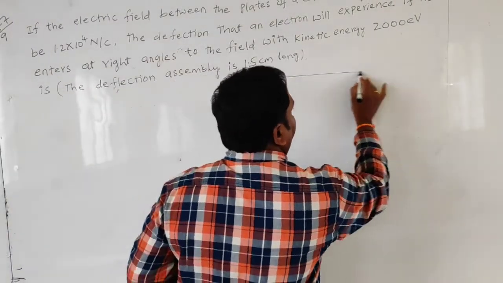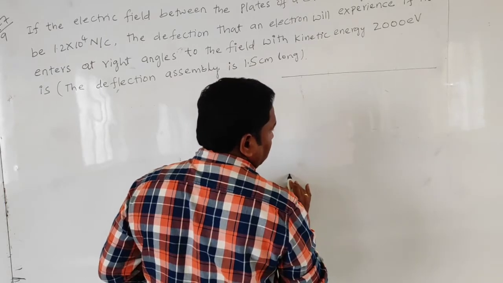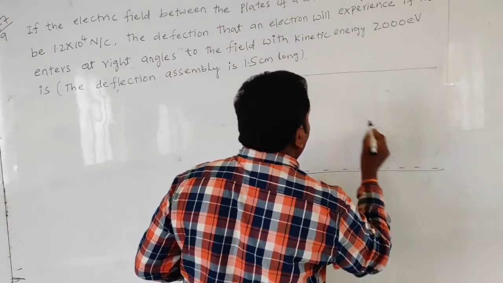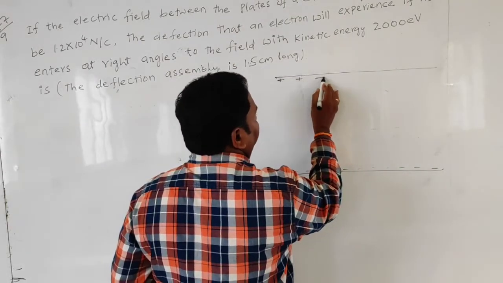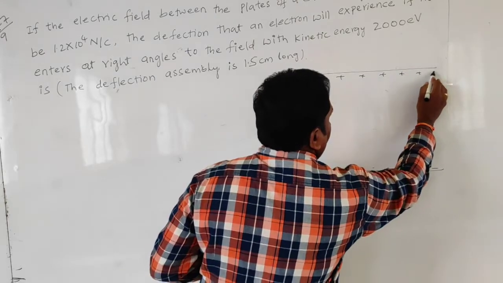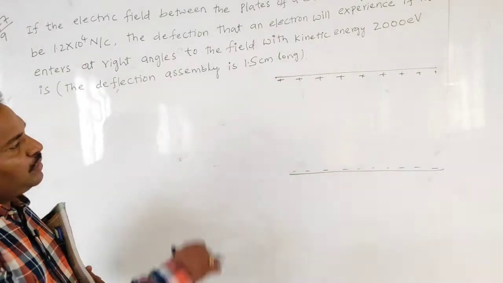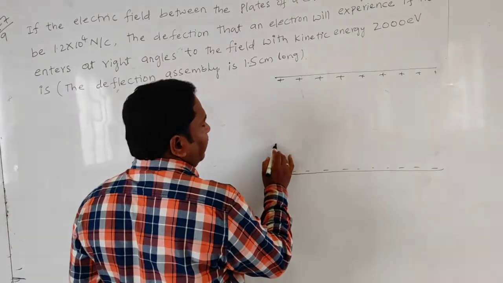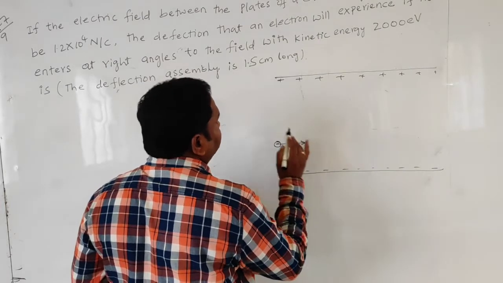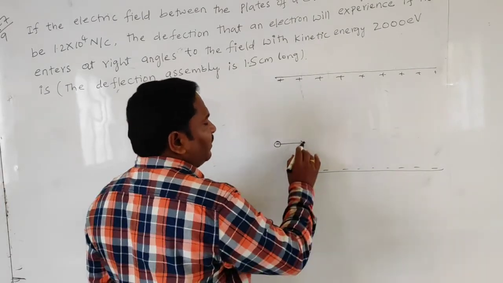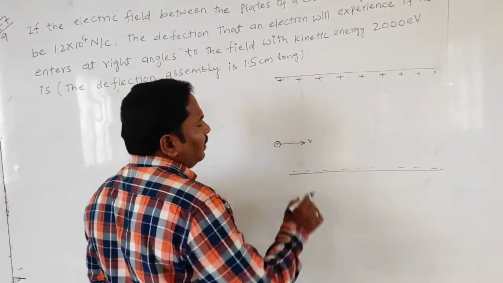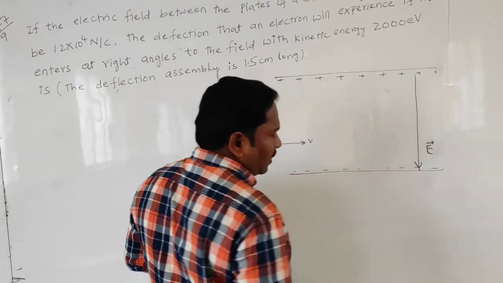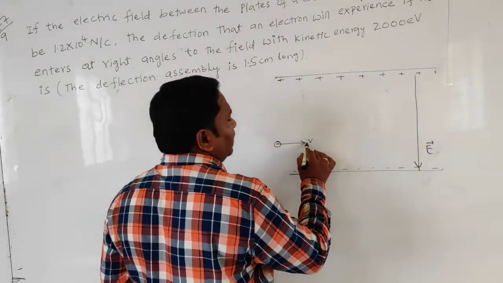Suppose this is the electric field. It's a negative plate and this is the positive plate. So the electric field is from the positive plate to the negative plate. Suppose an electron, this is the electron, is projected with velocity v at right angles to the field. So the field is in this direction. So then what happens? It moves in this direction.